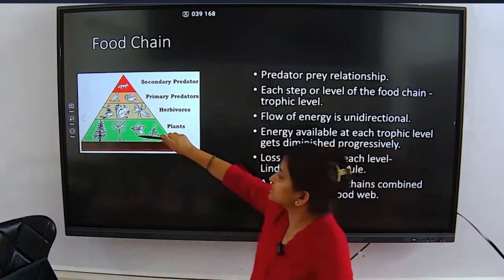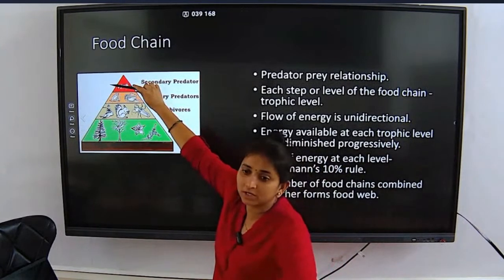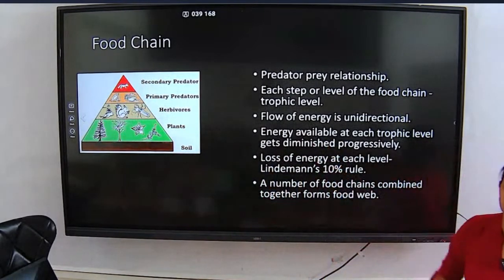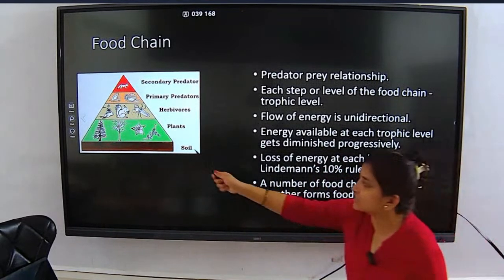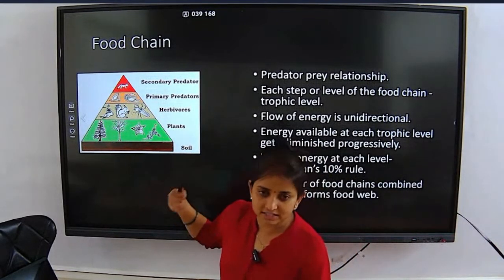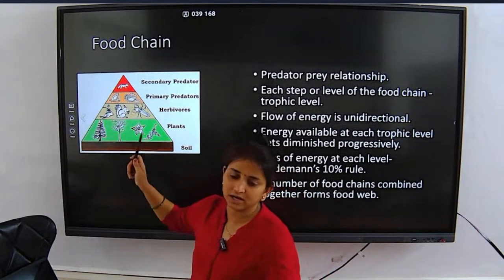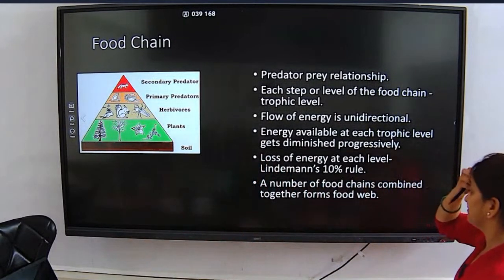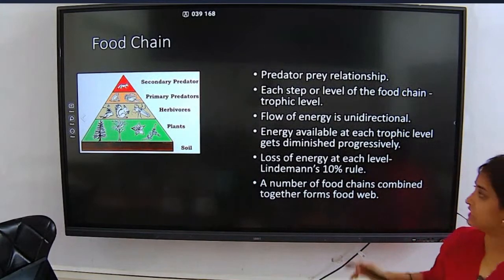For example, the amount of energy here is 100. It will be only 10 here. It will be only 1 here. It will be only 0.1 here. That is Lindeman's rule. This energy loss occurs because the organism itself consumes that energy. 100 units of energy were created by photosynthesis. So 90 units it consumed for itself, either lost in the form of heat or used to grow. Only 10 entered the body of the rabbits. So that is the loss of energy at every level, and a number of food chains combined together form the food web.